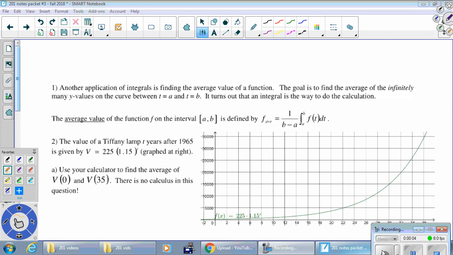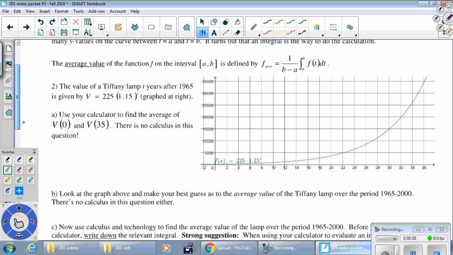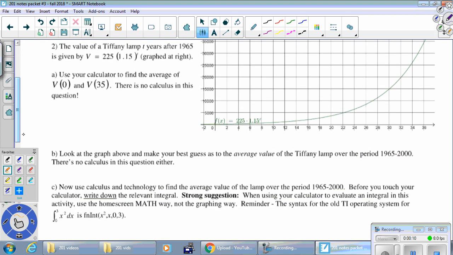Lesson 39 activity. Make sure you read number 1, pause the video and do that now if you haven't done so already. We're moving on to number 2. We're going to first find the average of v of 0 and v of 35. To find the average of two numbers, we just add them up and divide by 2. So we're going to use our calculator to do this. This is not a calculus question.